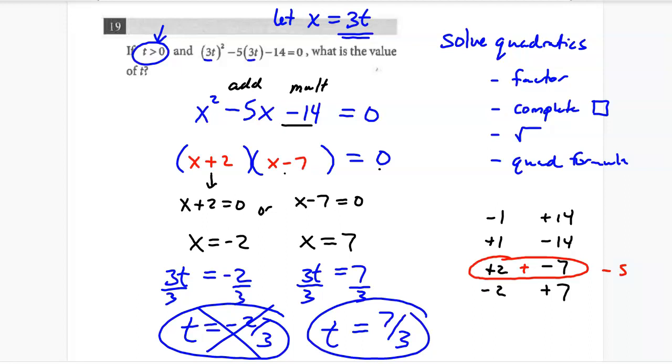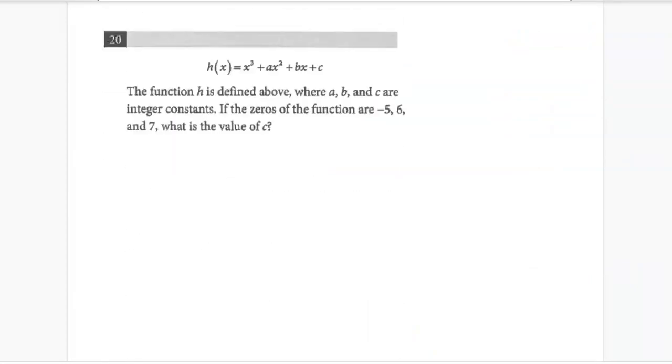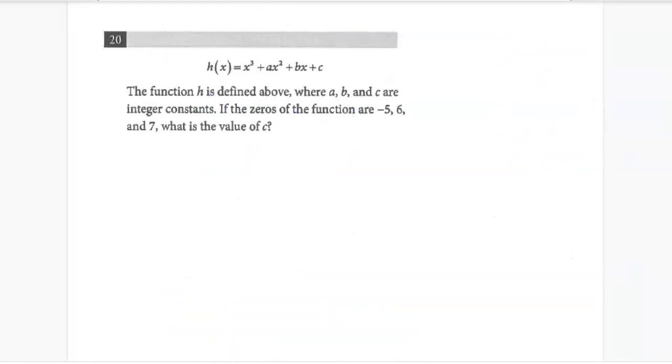Moving on down to number 20. Let's get rid of this. All right, looks like we have a function. So h of x is x to the third plus ax squared plus bx plus c. A, b, and c are integers. So remember what an integer is. That is just a positive or a negative whole number. So no fractions or decimals.